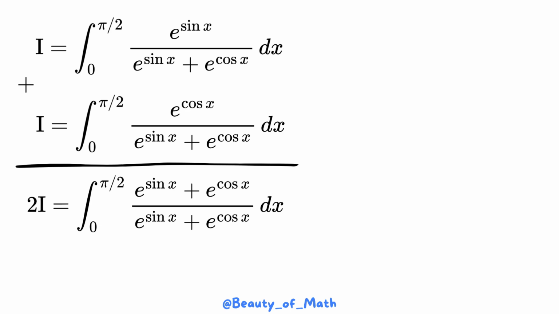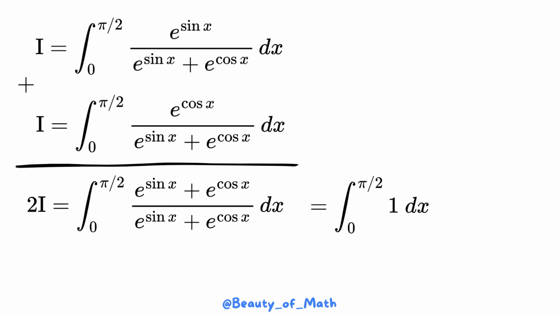When we add the two fractions together, look at our new numerator. It is e to the power of sine x plus e to the power of cosine x. And look at our shared denominator. It is also e to the power of sine x plus e to the power of cosine x. The numerator and the denominator are completely identical. This means the entire massive, terrifying fraction cancels itself out perfectly, leaving us with just the integral of 1 dx.